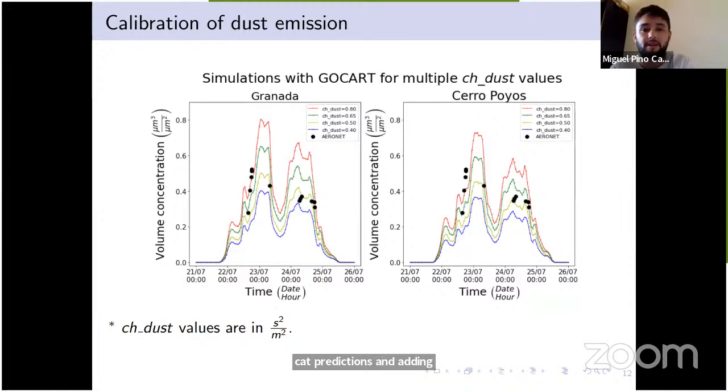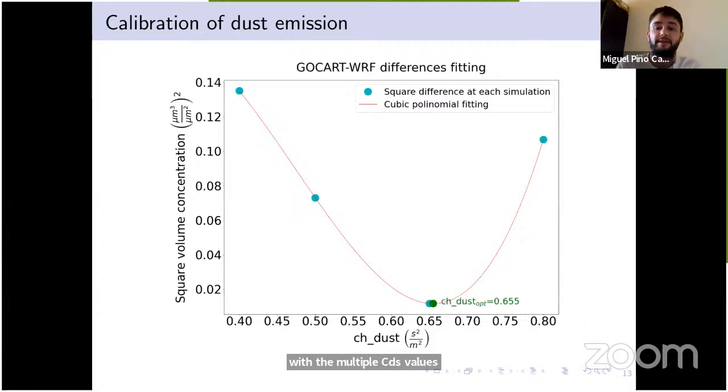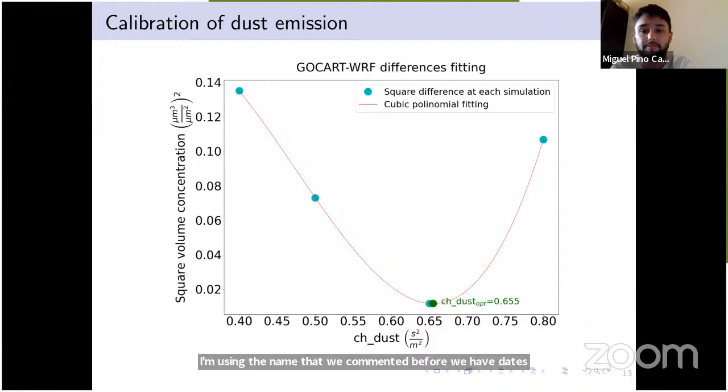Now in this figure, we can see the 4 simulations performed, both for Granada and for Cerro Poyos, with the multiple CH_DUST values. And using the method we commented on before, we obtain an optimal CH_DUST value of 0.655 square seconds over square meters.